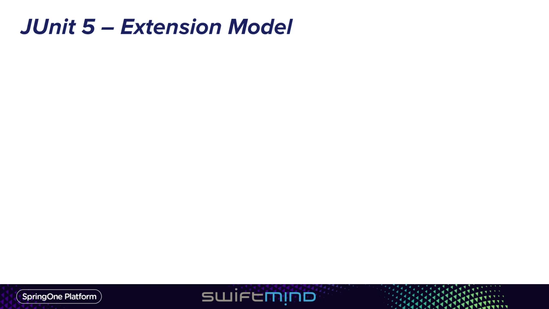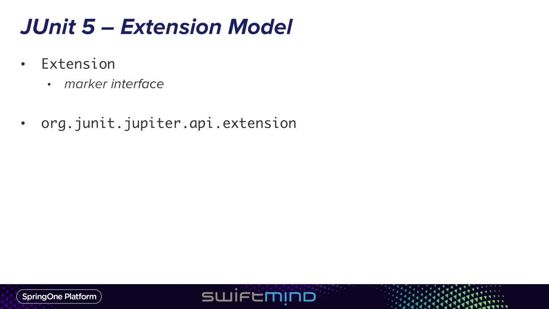So in terms of the extension model, we start with the extension model instead of the programming model, just because it helps to have a good idea of what kinds of extensions there are, and then you can understand how the features work with the extensions. To start with, there is an Extension API, an interface, but it's just a marker interface, and that makes it easier for us to have them all registered via annotations. This is located in the org.junit.jupiter.api.extension package.